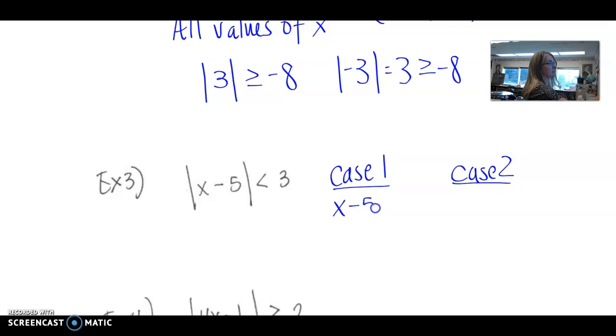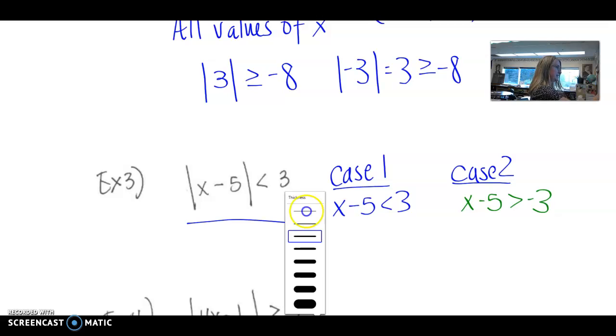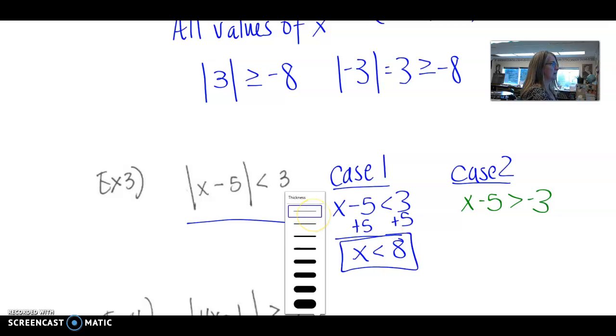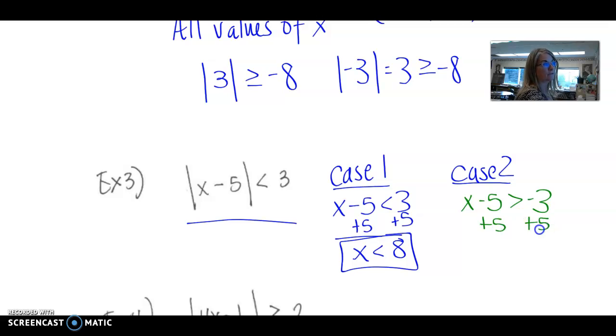The first one is we're just going to write x minus 5, what's inside the absolute value, is less than 3, just like this is written out, except without the absolute value bars. And the second case, let me do this with a different color, is going to be x minus 5, and then remember I said we're going to switch the direction of the inequality sign when we do the negative case. And then we solve both of those. So I'm going to add 5, I'm going to add 5, and I get x is less than 8. That's one piece of the solution. And then add 5 to negative 3, and we get x is greater than positive 2. And that is the other part of the solution.